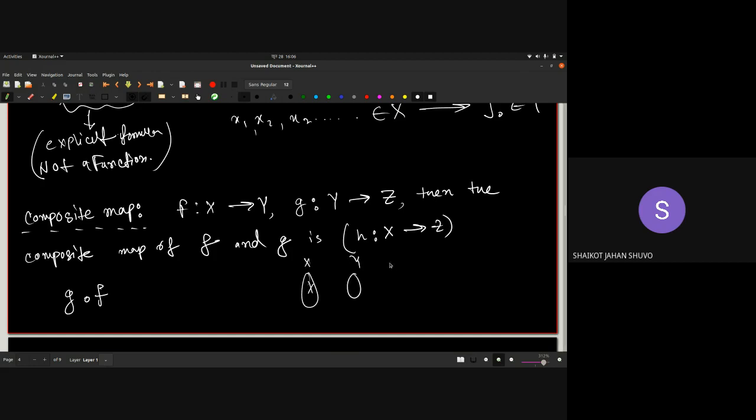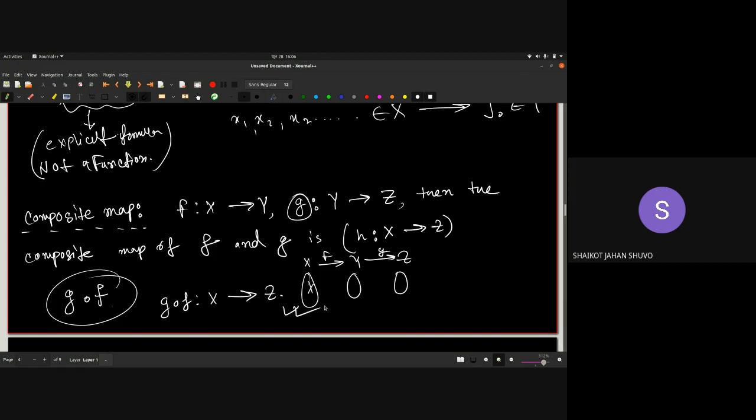This is x, this is y, this is z. So f is such a map that takes your elements from x to y. First you have to start with x, and the mapping f will take your elements from set x and map them to y. Then you have elements of y, and you can apply the mapping g to go from y to z. That's why you write it like this. So this g of f is a map that takes you from x to z. This is how your composite maps are defined.